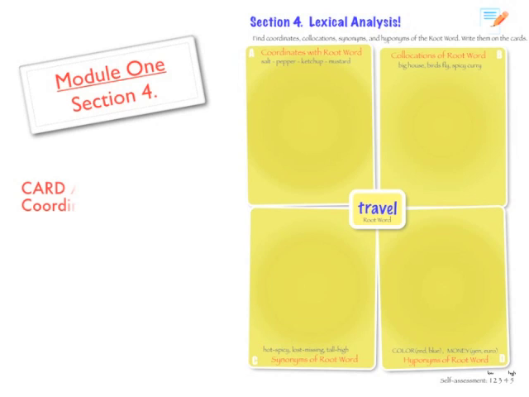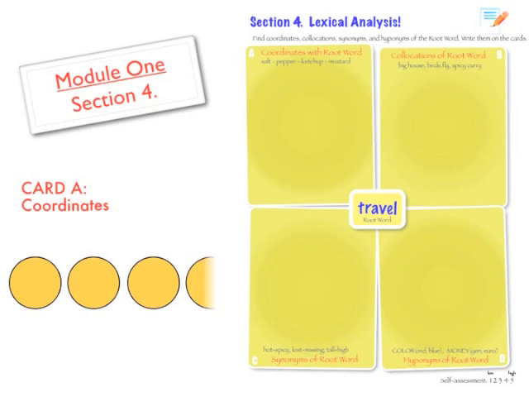Now, let's take a look here. Card A, it says coordinates. Now it says salt, pepper, ketchup, and mustard for coordinates. What are coordinates? Well, they're quite simple to explain, actually. Imagine a couple of circles. Oh, let's see. We have 4 circles here.